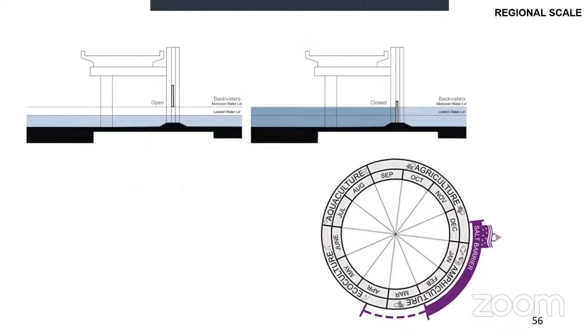So at a regional scale, this calendar proposes that the salt in the system could be maintained by controlling the functioning of this salt barrier. So we could control which months this could be open and this could be closed. And based on that, the aquaculture, amphiculture, and agriculture would change every year.